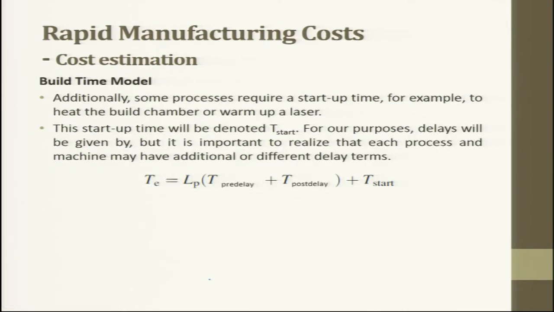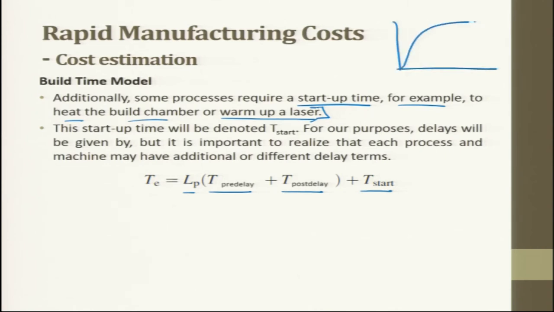So, the delay time is given by this relation: LP times the time for pre-delay plus time for post-delay, plus time for start. Additionally, some processes require a startup time, for example, to heat the build chamber or to warm up a laser. We also explained this when we discussed 3D printing and 3D scanning. The scanners also need some startup time, and I showed you the graph of the time at which the scanner is heated up to work. It was around 3 minutes, if you remember, for the RTX scanner. After that it can work properly. So, this startup time will be denoted by T start.